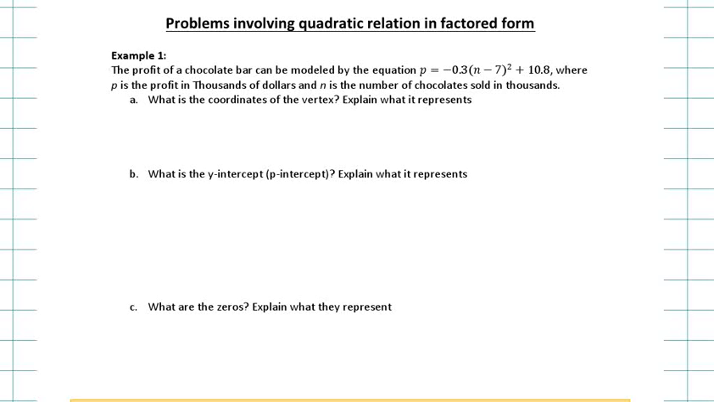The profit of a chocolate bar can be modeled by the equation P equals negative 0.3 (n minus 7) squared plus 10.8, where P is the profit in thousands of dollars and n is the number of chocolates sold in thousands. What is the coordinate of the vertex, and explain what it represents?